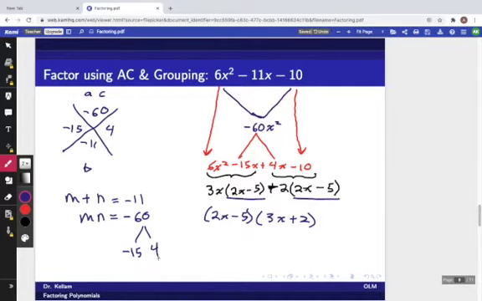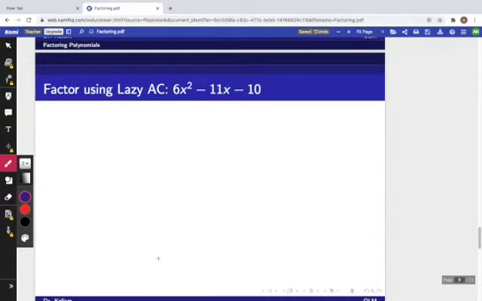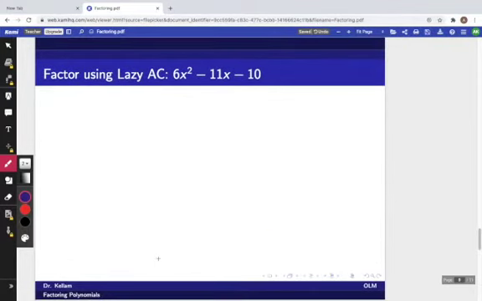Okay, moving on to the second bit, which is the lazy AC method. Okay. The lazy AC method starts off like this. We go, let's just put two parentheses here, and let's put 6x in both of them. Okay. Now we're going to actually do the AC part.